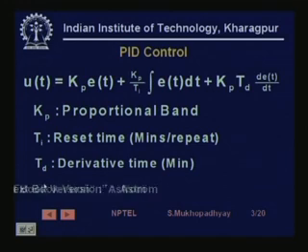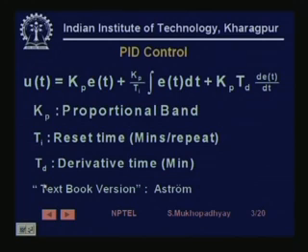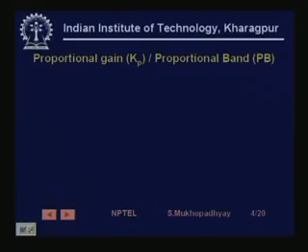This is, as the very well known control scientist Karl Johan Astrom says, a so called textbook version of the PID control equation. As we will see in this lesson, there are various modifications that you have to make to this equation before it can be implemented. So, let us first go about defining the various terms. We first define proportional gain or proportional band.